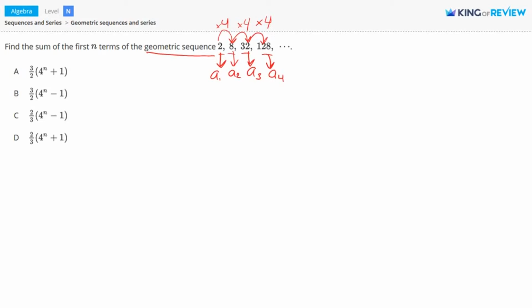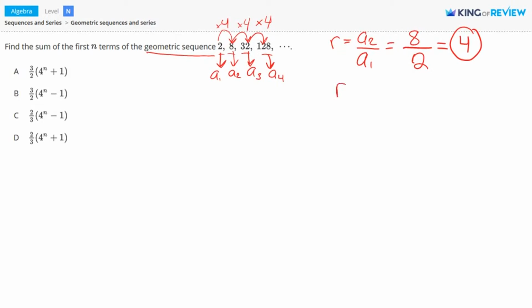Another method for determining the common ratio is using the equation r equals A2 over its previous term, which is A1. A2 is 8, and A1 is 2, so 8 divided by 2 is 4. 4 is the common ratio. You can choose other terms as well to determine the common ratio.